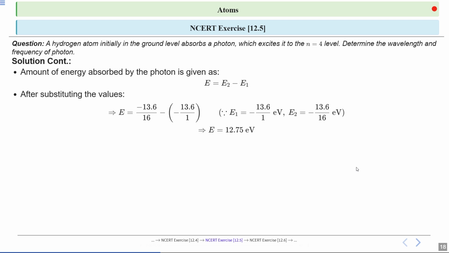After calculating, we find the energy absorbed is 12.75 electron volt. This is the energy of the photon that was absorbed to move the electron from n equal to 1 to n equal to 4.